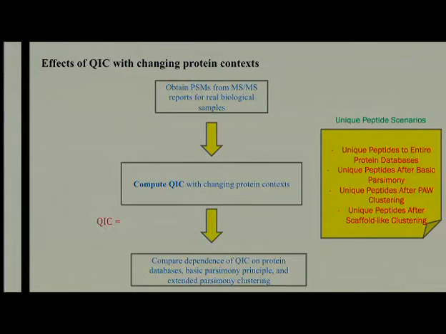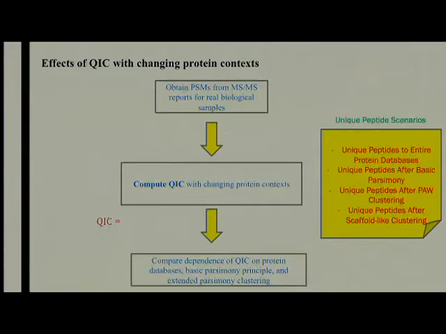And finally, we also looked at the effect of QIC with changing protein context. So we've computed, you cannot see the equation for the QIC. It's actually the ratio of the unique PSMs over all the identified PSMs. And then once we've computed the QIC, we were going to compare the dependence of those QIC across protein sequence databases and basic parsimony logic and extended parsimony clustering.